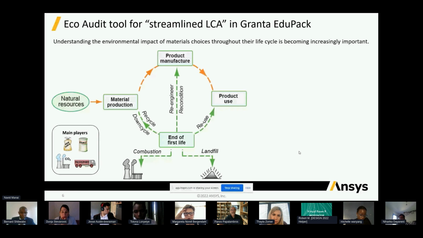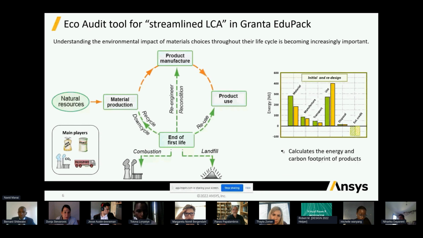It is essentially a streamlined lifecycle audit tool with which students would be able to, as you can see, investigate how the energy consumption or CO2 footprint in different stages of the life of a product can have an impact on the environment. So as you can see, on the material, manufacture, transport, use phase, disposal phase, and so on.